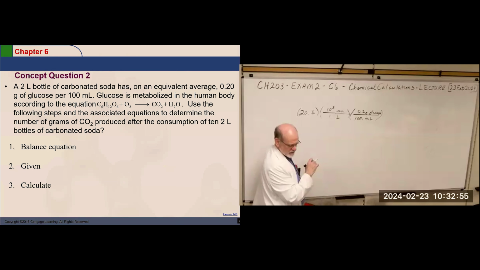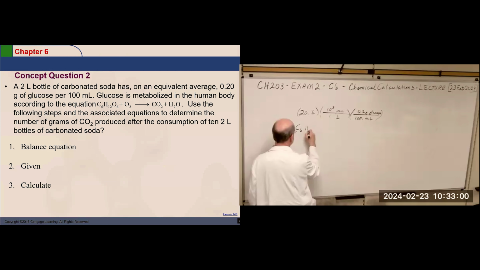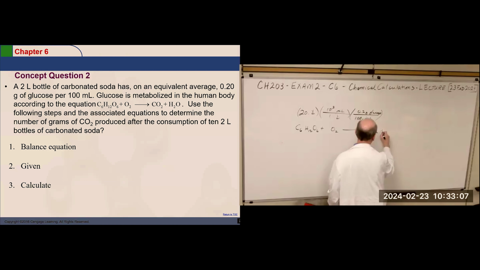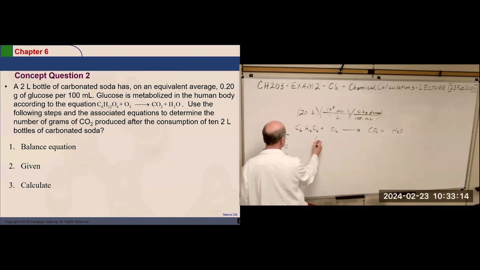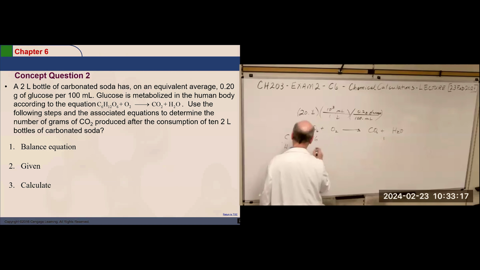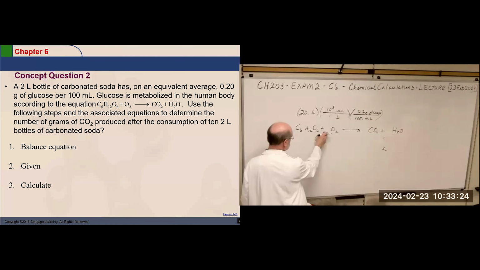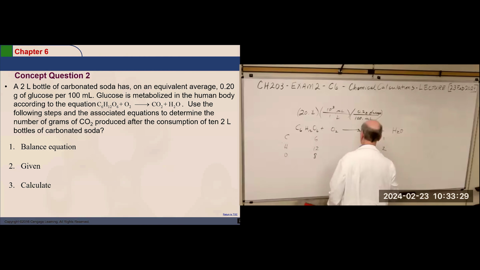Let's put that equation up here because it's not balanced yet. C6H12O6 plus oxygen yields carbon dioxide plus water. So we need to balance that one. Carbon, hydrogen, oxygen. 6 carbons here, 1 there. We have 12 hydrogens here and 2 there. And oxygen, 6, 7, 8 oxygens here and 3 here.